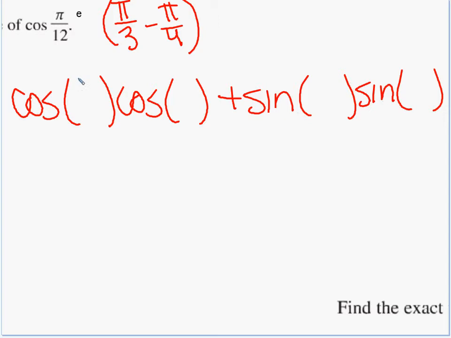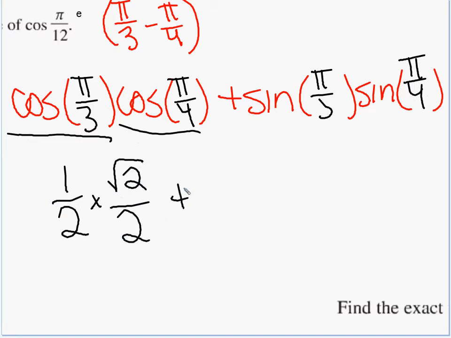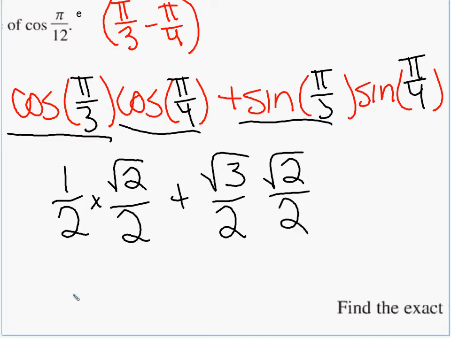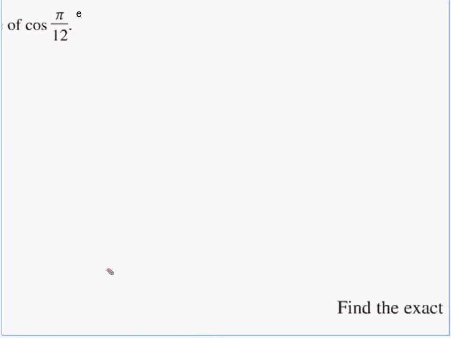And then our angles fall into place. Pi over 3 first, pi over 4 next, pi over 3, pi over 4. And then to the circle. Cosine pi over 3, that's a half, times cosine at pi over 4 is root 2 over 2, plus sine at pi over 3 is root 3 over 2. Sine at pi over 4 is root 2 over 2. Common denominator, yet again, will be a 4. This numerator will be a root 2 plus another root 6. And that's our exact value, cosine of pi over 12.